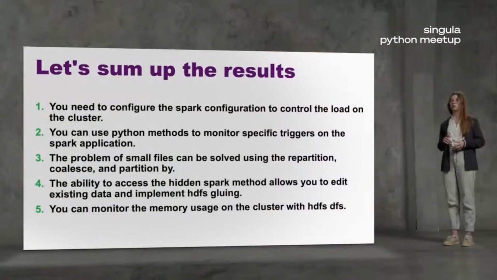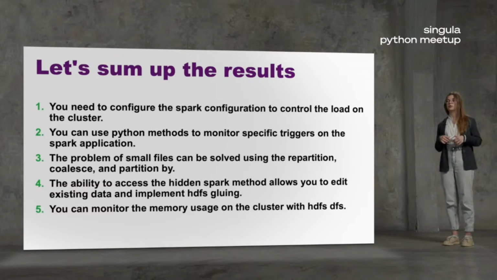Then, to summarize: you need to configure the Spark configuration to control the load on the cluster. You can use Python methods to monitor specific triggers on the Spark application. The problem of small files can be solved using repartition, coalesce, and partition by. The ability to access the hidden Spark method allows you to edit existing data and implement HDFS gluing. You can monitor the memory usage on the cluster with hdfs dfs.